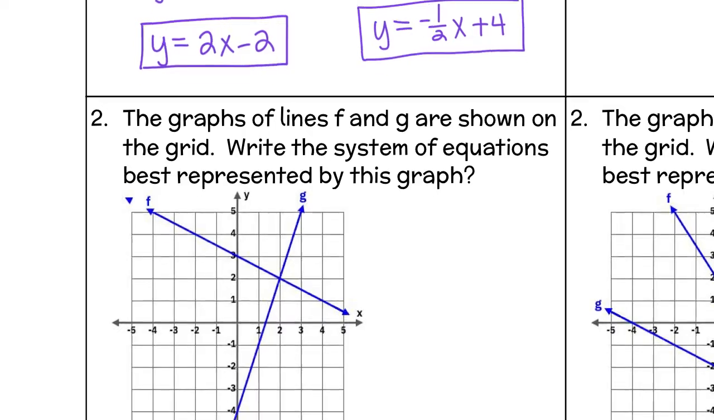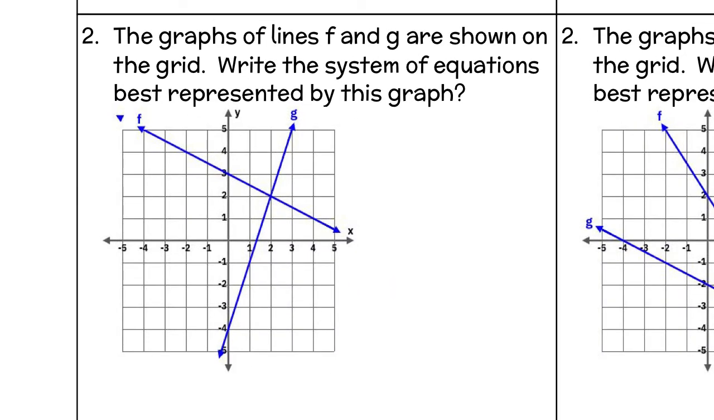Okay, now let's look at the next one. The graph of lines f and g are shown on the grid. Write the system of equations best represented by this graph. So if you notice on the graph, it labels each line. So this first line where the f is at, and then this is our second line with g. So let's start by looking at line f. So same as before, I need to know my y-intercept and I need to find slope. So we're going to pick 2 points on that line.